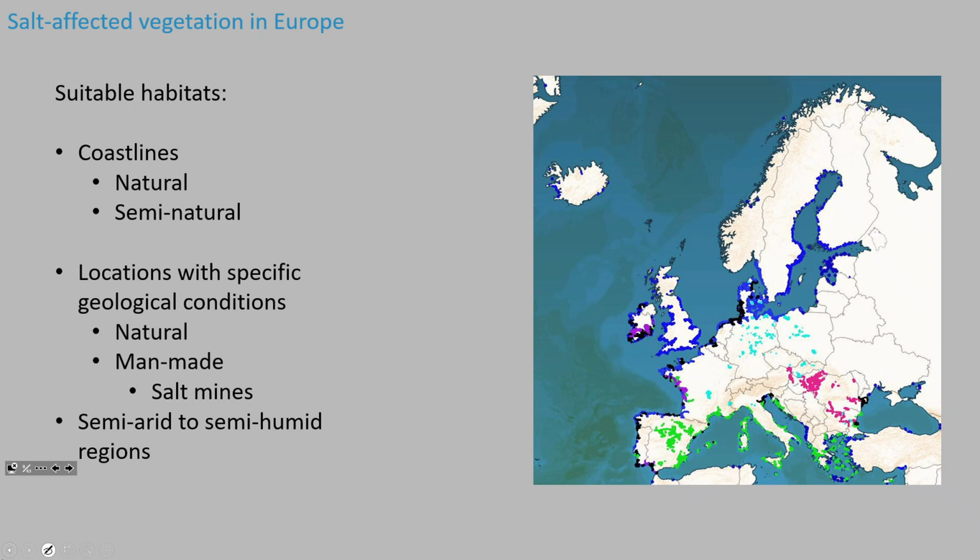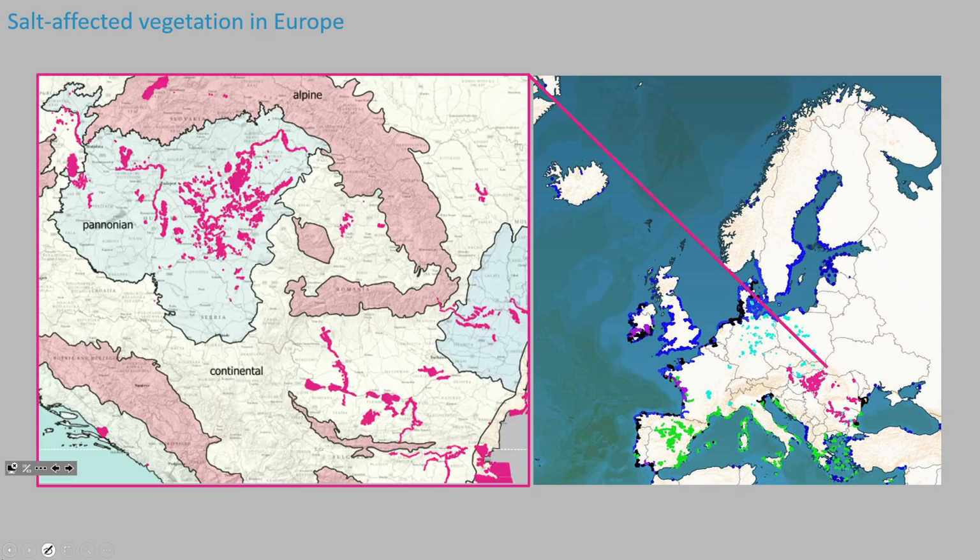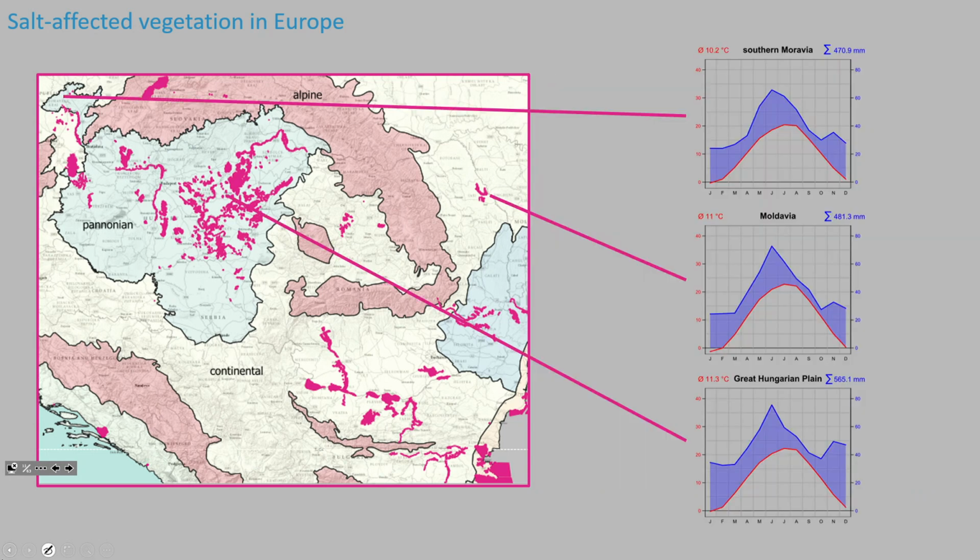And then there is this type, this pink indicated Natura 2000 types, which I want to talk about, that contains salt-affected grasslands in the Pannonian Basin and in adjacent areas. So if we look a bit further, the reason why they are there is because we have a semi-arid to semi-humid climate in this area.